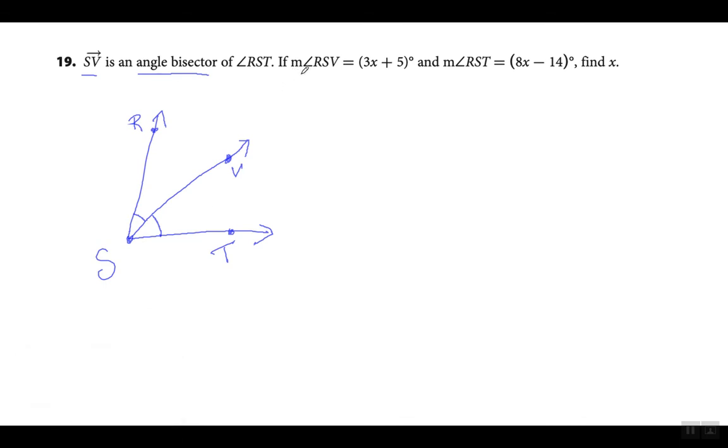All right, it says if the measure of angle RSV equals 3x plus 5, RSV is equal to 3x plus 5 degrees. And by the way, the reason that they put this in parentheses is because the whole thing is measured in degrees. Everything inside the parentheses is measured in degrees.